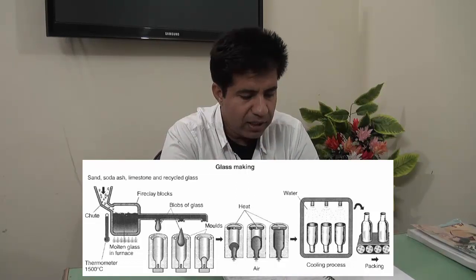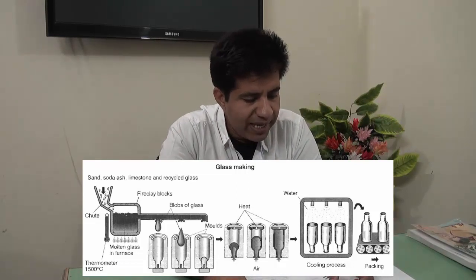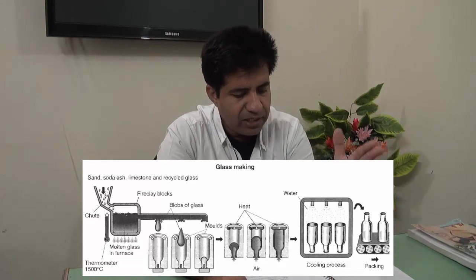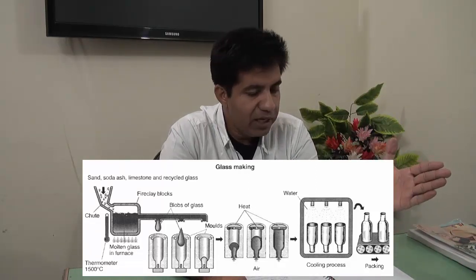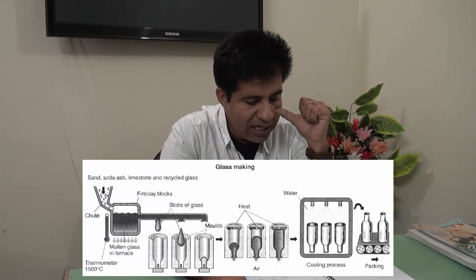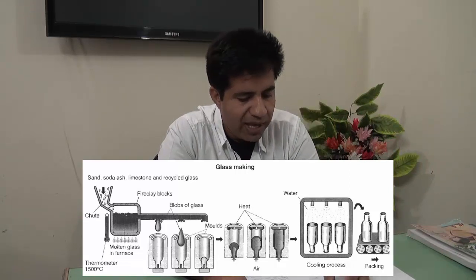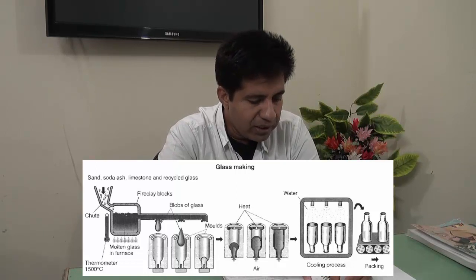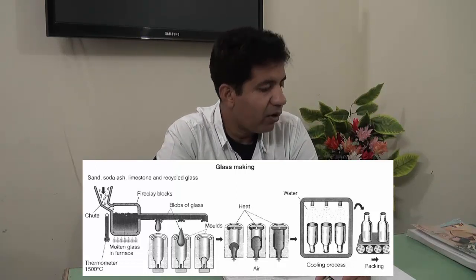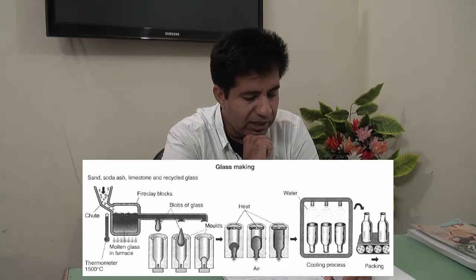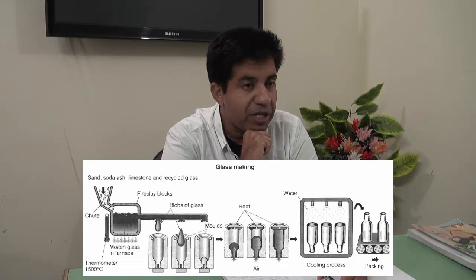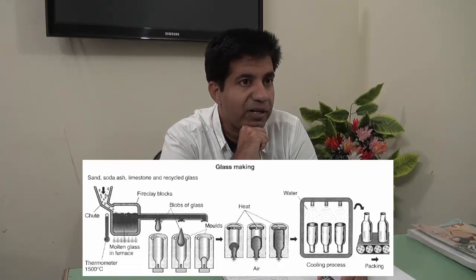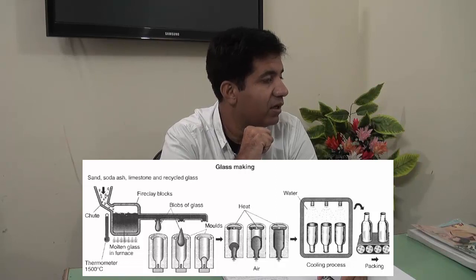All right, there are certain things. So sand, soda, it's starting from the left side. Okay, glass making process. Sand, soda ash, limestone and recycled glass. They are putting it in the molten glass in the furnace. They are calling it the molten glass and they are putting it in the furnace. And then they've got the chute for temperature. And thermometer, temperature is how much? 1500 centigrade. Do you understand?